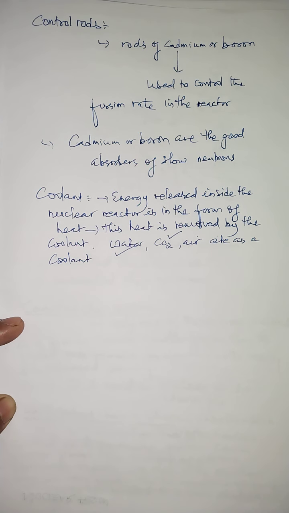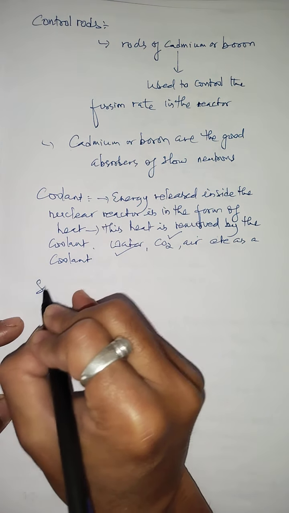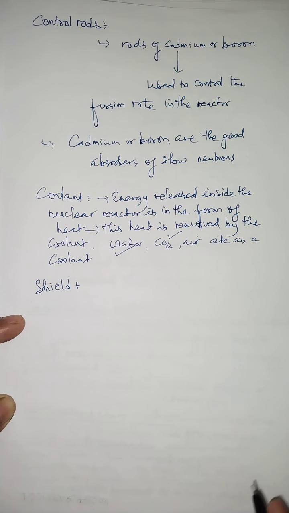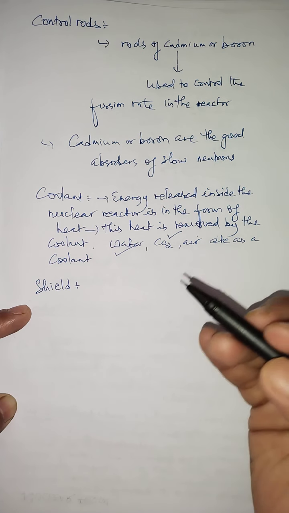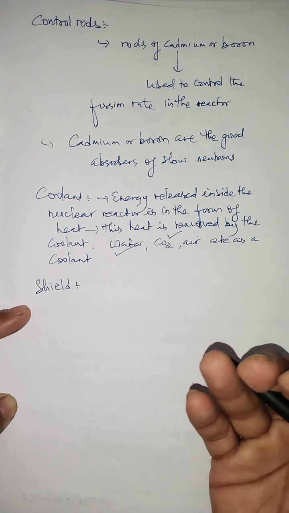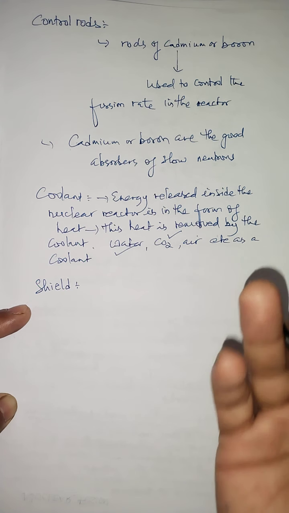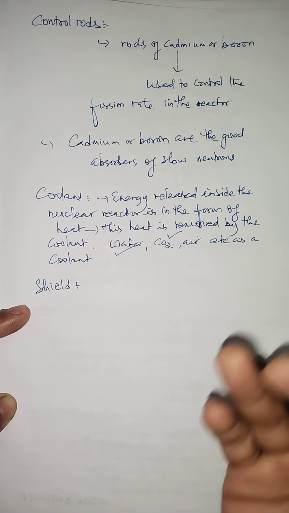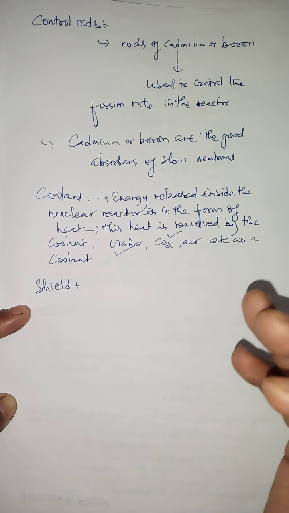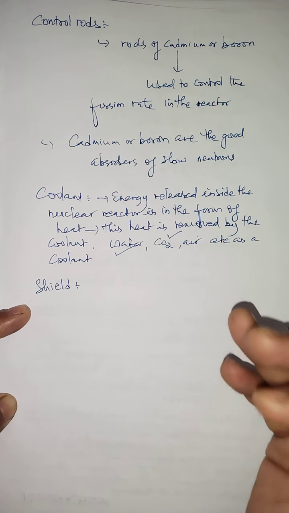Now we go to the next part, that is called shield. This is called shield. So shield is another part of a nuclear reactor. Now you know what happens? Along with the heat which is evolved in the nuclear reactor, some amount of intense, highly effective rays can also be generated. Like there is the emission of gamma rays, and you know gamma ray is one of the highly penetrating, highly effective rays.